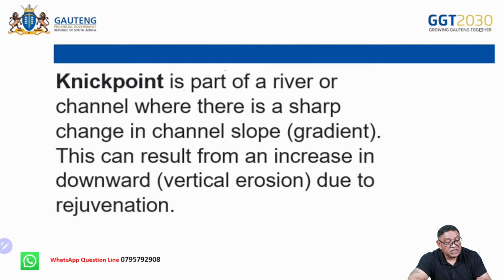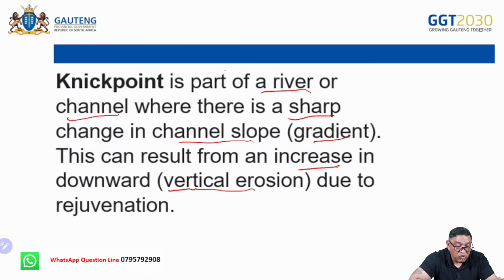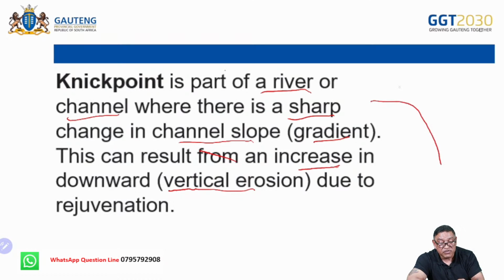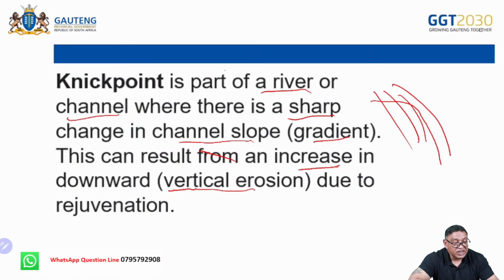So a nick point is part of a river or channel where there is a sharp change in the channel slope or gradient, a sharp change in the gradient. This can result from an increase in downward or vertical erosion due to rejuvenation. So it forms from an increase in the downward erosion because it's flowing over and it's eroding in that direction.